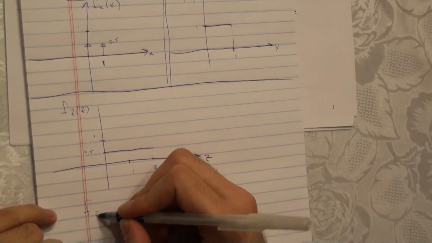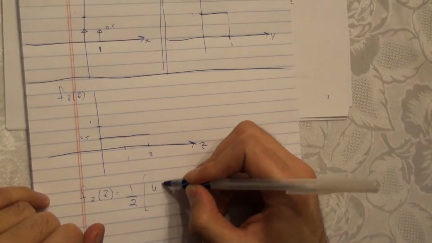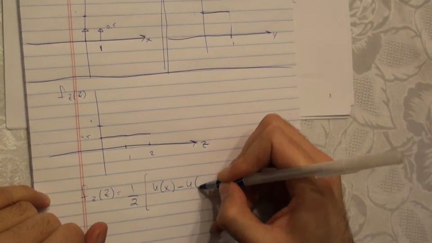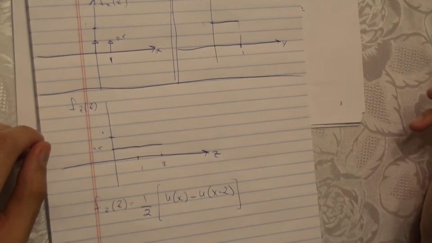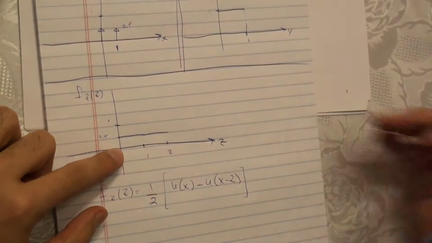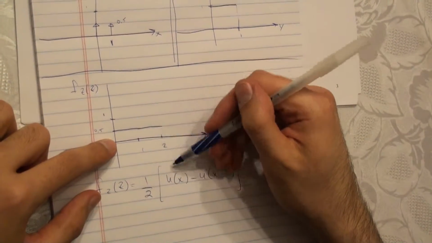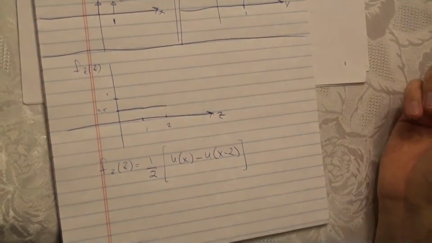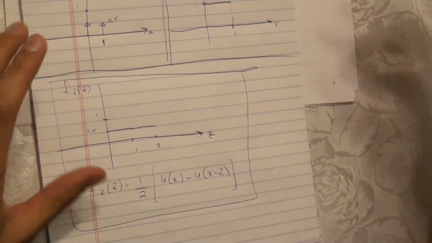How do I write this? It's fz of z is equal to 1/2 times u of x minus u of x minus 2, where u is the step function. So it's basically we have u of x, the regular step function, we subtract from it the step function that would start at 2, and we get this. So that is how we get fz of z, and that completes this problem.